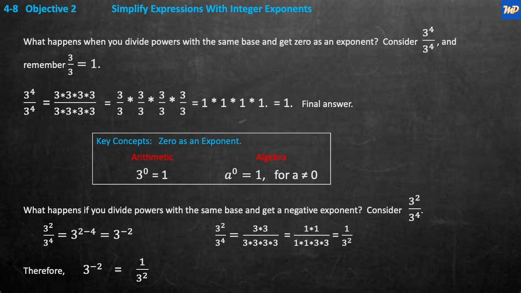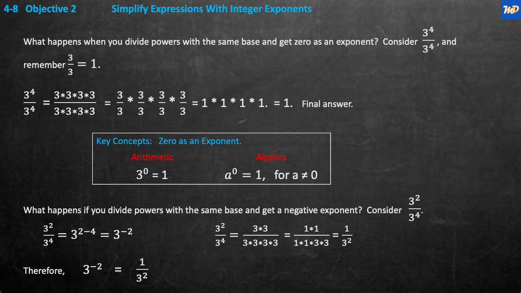On our next slide here, it asks the question, what happens when you divide powers with the same base and get 0 as an exponent? So consider 3 to the 4th divided by 3 to the 4th. That's one thing to think about. And then also remember that 3 divided by 3 is equal to 1. Okay, so let's run this down a little bit.